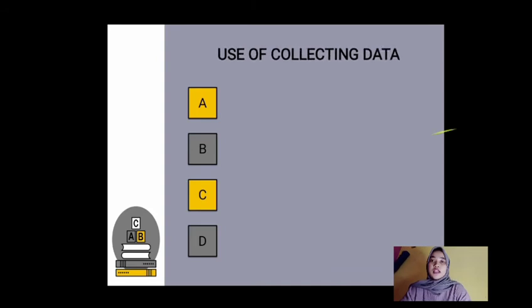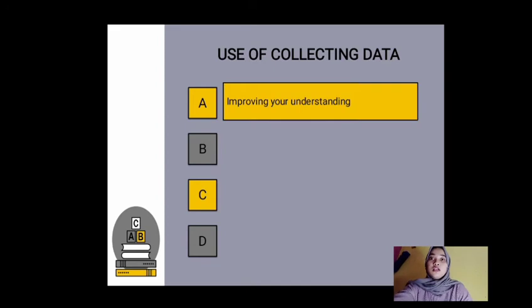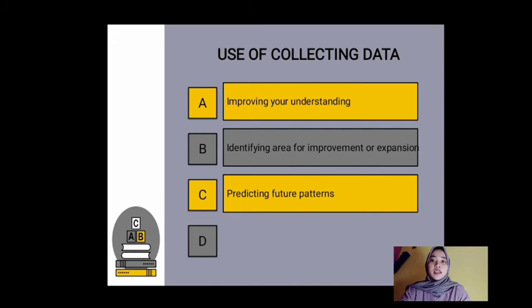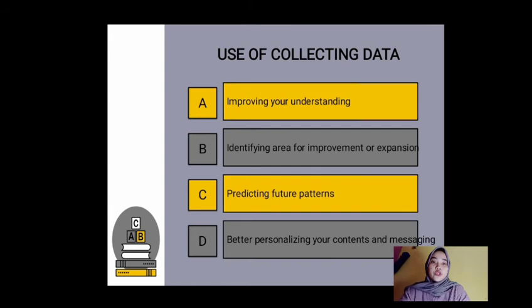And then the last slide is the use of collecting data. First is improving your understanding. That means getting to know your students and so on, to understand the information you give them. The second is identifying areas for improvement. That means collecting data can help you see what your company is doing well. The third is predicting future patterns. Analyzing the data, your college or your company can help you predict future trends, and you can prepare for your new ideas.